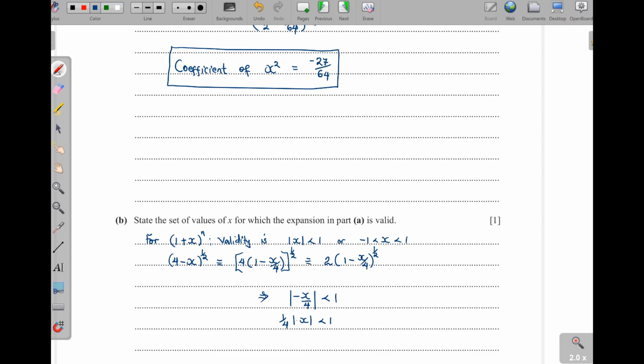Then we can multiply all through by 4. That means we shall have the modulus of x is less than 4. Okay, I can leave my answer here, or I can say just like here, from negative 4 to 4, and that is that.